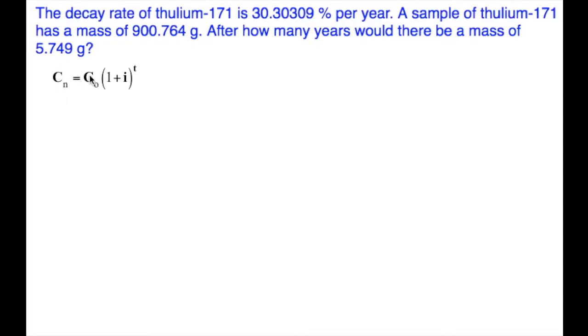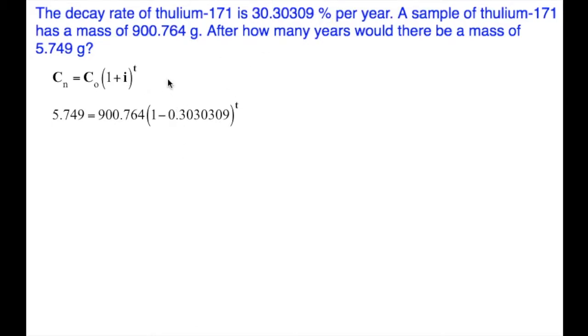C sub n is equal to C sub 0 times 1 plus growth rate. In this case, it's a decay rate, so it's going to be negative, to the power of t, time. Let's fill in everything we know. We start off with a mass of 900.764 grams. That's going to be our C sub 0, our initial amount. And we end up with a mass of 5.749 grams, so that's going to be our C sub n. And our decay rate is going to be negative because it's decaying.